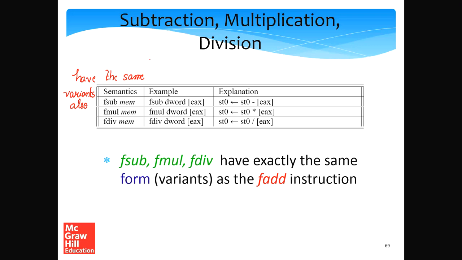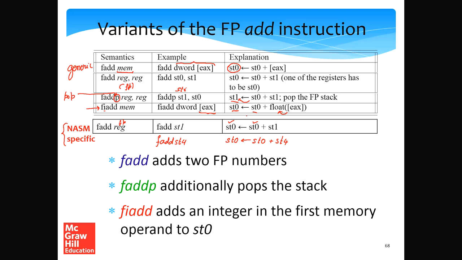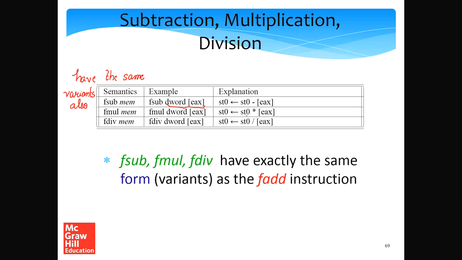So here I'm just showing examples with a default memory operand. In this case, if this is the memory operand, we will read in the value and subtract it from st0 or multiply it to st0 or divide it to st0, whatever the case may be, and the rest of the variants are the same. So to avoid repeating, I'm not talking about all of the variants once again, but to look at what variants are supported, let's go back to this table which shows the variants for the FADD instruction and reuse the same variants for the other instructions fsub, fmul and fdiv.